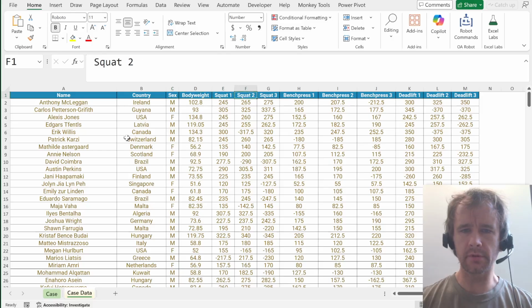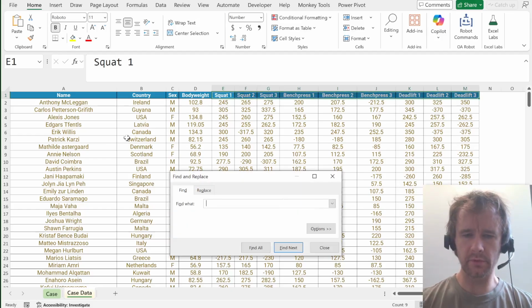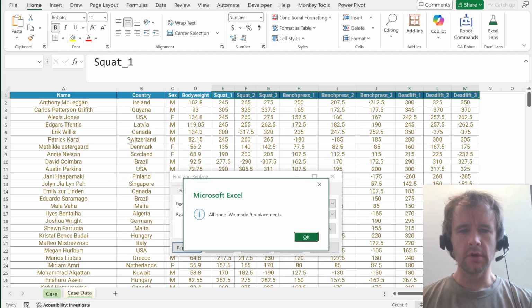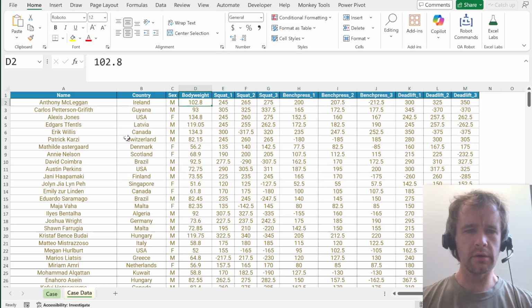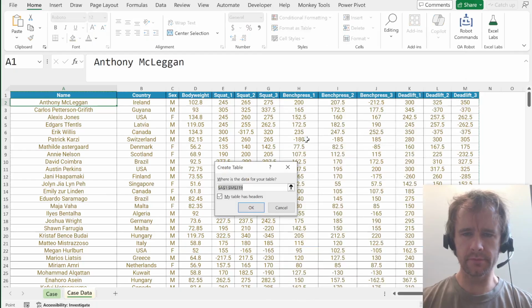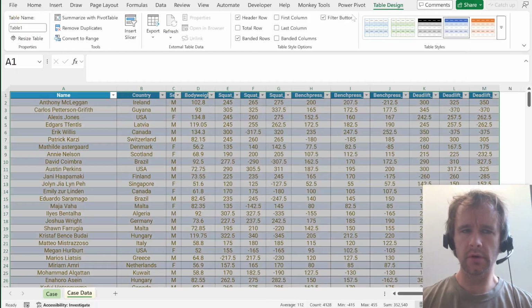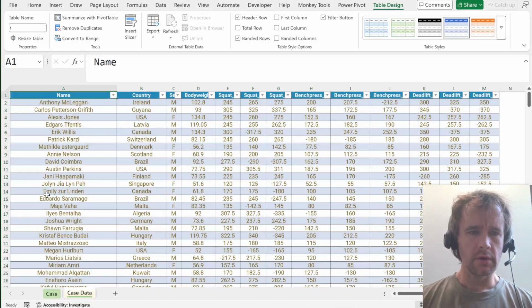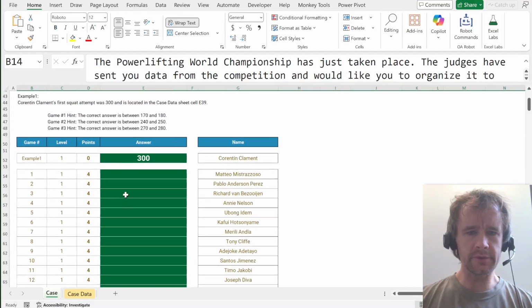Country, sex, body weight, squat 1, squat 2, squat 3. Okay. Right, I'm just going to replace the spaces with underscores. Okay, and then I'll make it a table. And I'll call it T. All right, let's just get started.